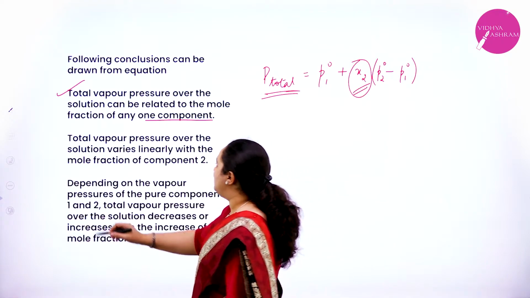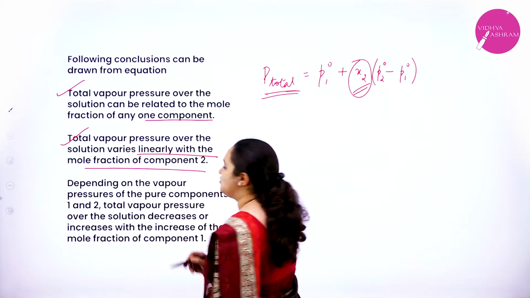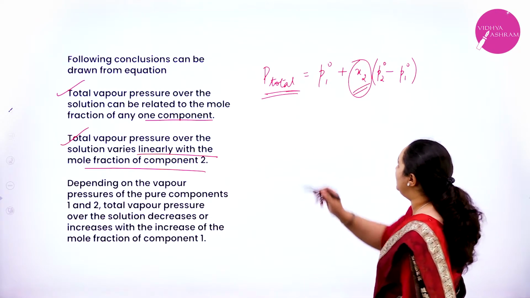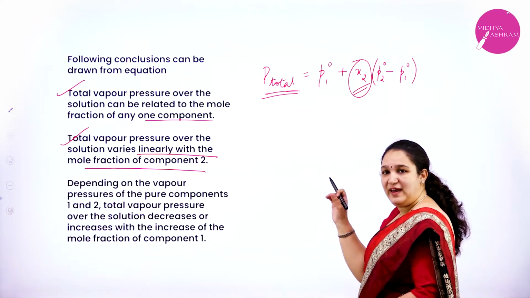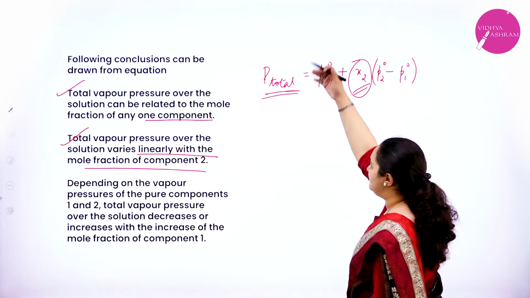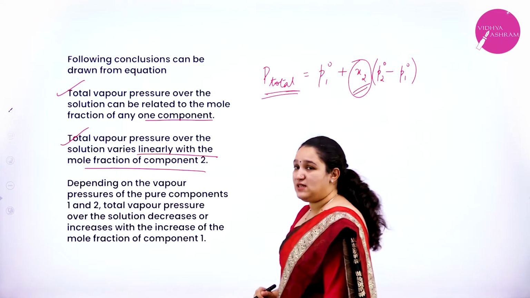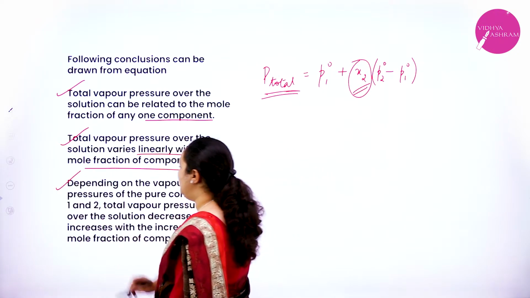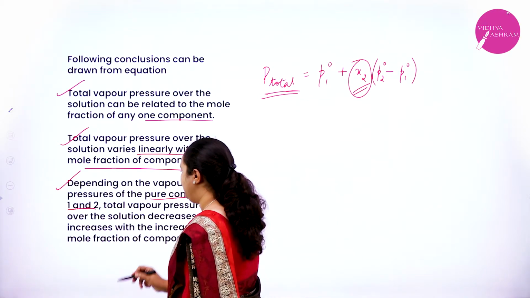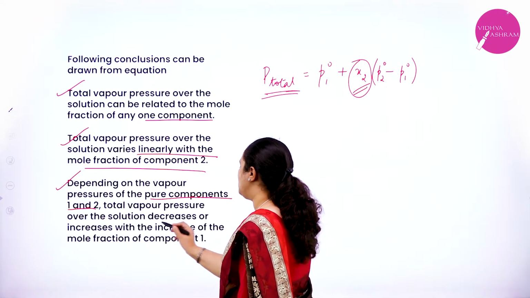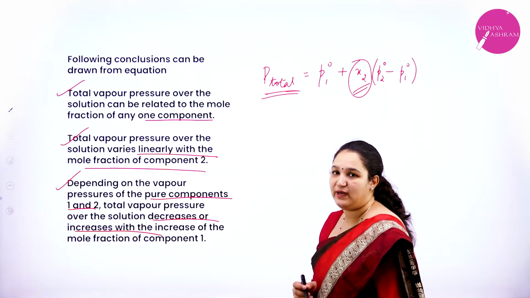Second, the total vapor pressure over the solution varies linearly with the mole fraction of component 2. Correct? The total pressure is directly proportional to the mole fraction. So it is varying linearly. If this increases, the other one also should increase. So it is varying linearly. Okay? That is the second conclusion. The third one is, depending on the vapor pressures of the pure components 1 and 2, the total pressure over the solution decreases or increases with the increase of the mole fraction of component 1.